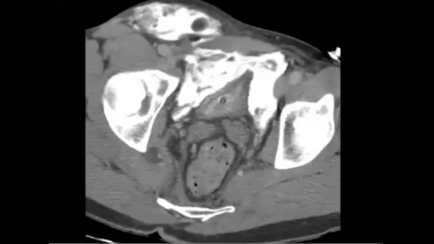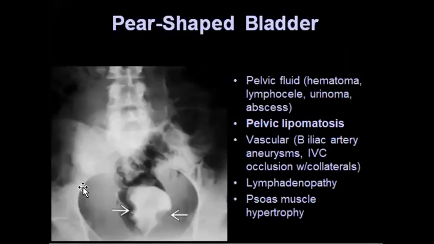They like to show you this also as the beer-shaped appearance. This is like a frontal IVP with the teardrop or beer-shaped bladder. Yes.